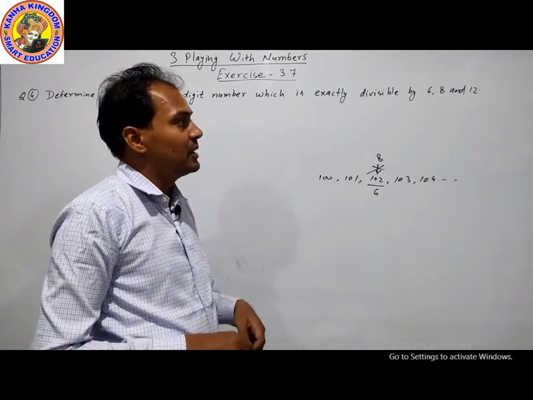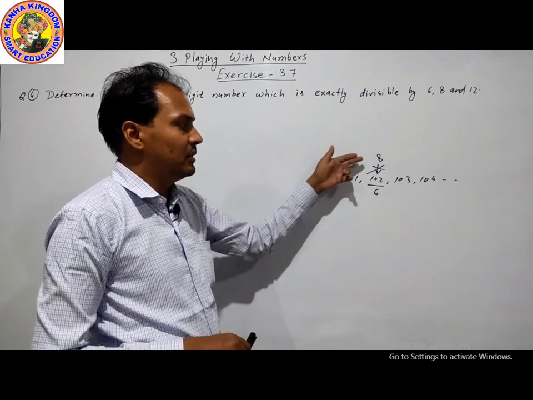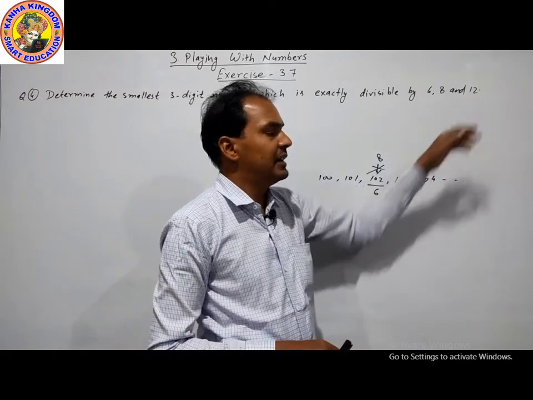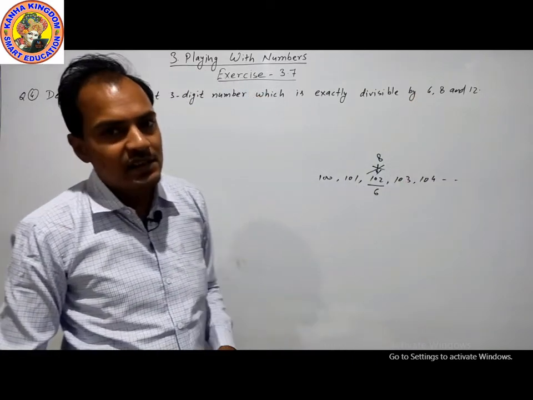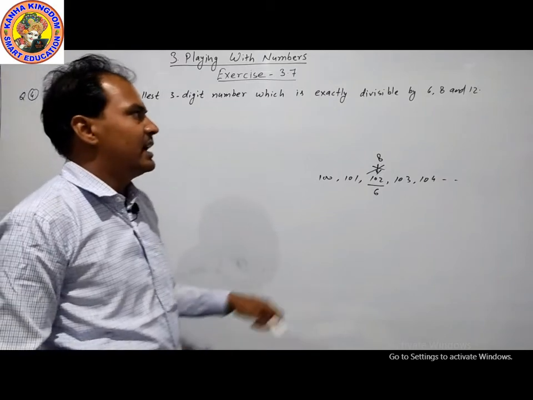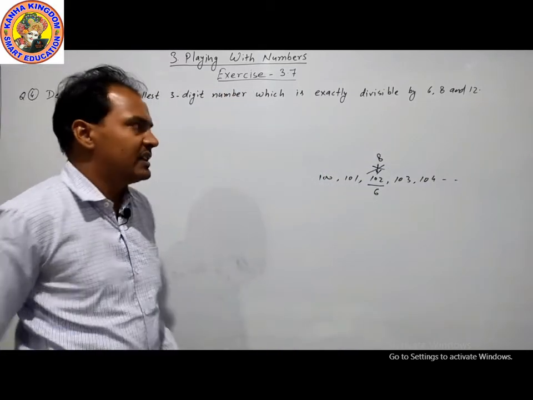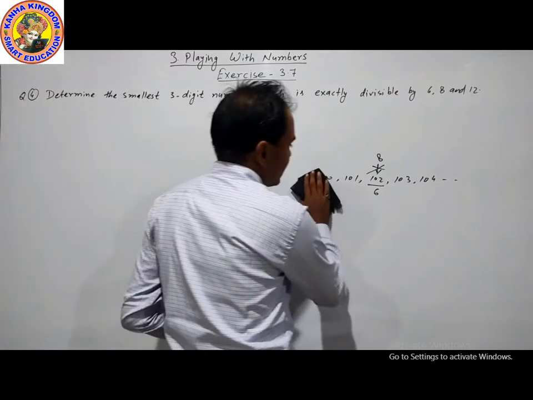Now the next number is which number can divide by 6, 8 and 12. For finding this number, we will take the LCM of 6, 8 and 12. First of all, we take the LCM of 6, 8 and 12.